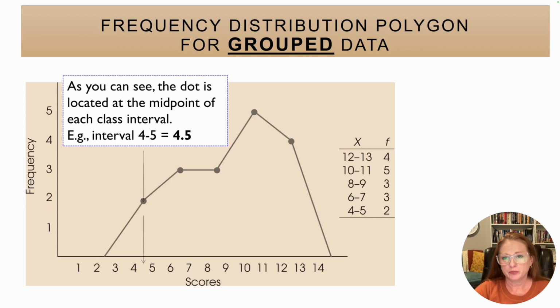A frequency distribution polygon for grouped data. Look at where the dot is now. See how it's right in between the numbers? I have a little arrow there. So in between 4 and 5, if you see that the dot is hovering right in between there, that's going to tell the person you're presenting to that the person could have scored a 12 or a 13.